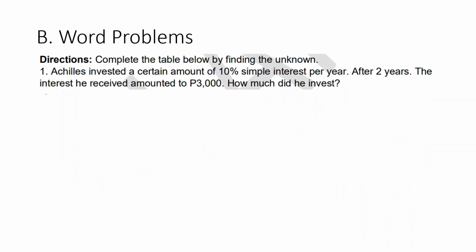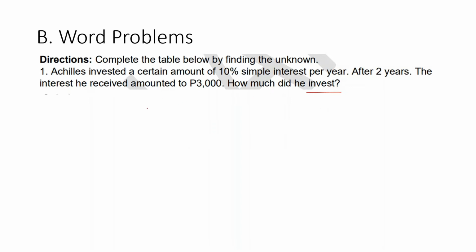Let us now proceed to the word problems. Directions. Complete the table below by finding the unknown. Number 1. Achilles invested a certain amount at 10% simple interest per year. After 2 years, the interest he received amounted to 3,000. How much did he invest? So this is our question. So it's calling for us to solve for the principal.